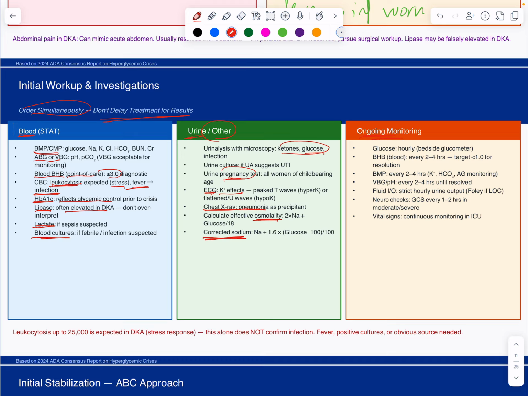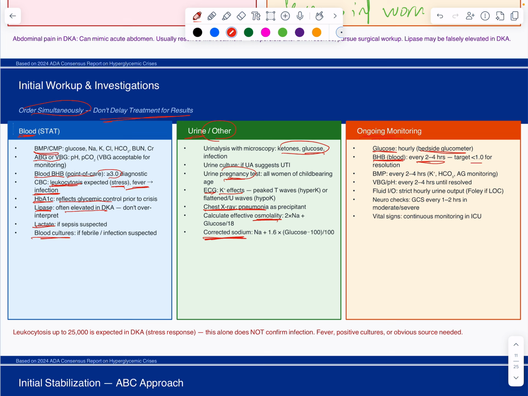During ongoing treatment, these patients need ongoing monitoring, whether in the ICU or on the floors. They need hourly glucose, and this can be just a bedside glucometer. You don't need to send it to the lab. Beta hydroxybutyrate, again, that's a blood test, and you can get it every 2 to 4 hours, and you are targeting beta hydroxybutyrate below 1.